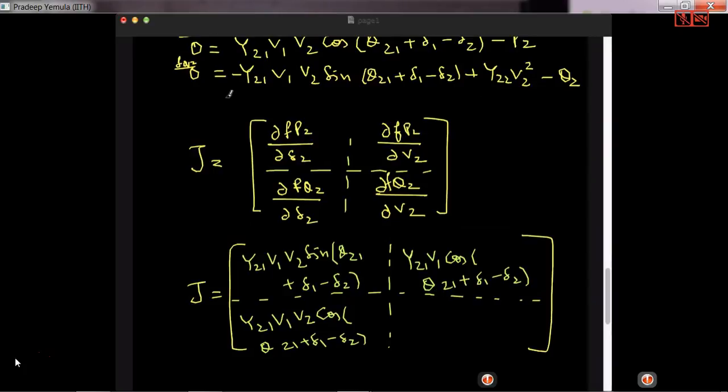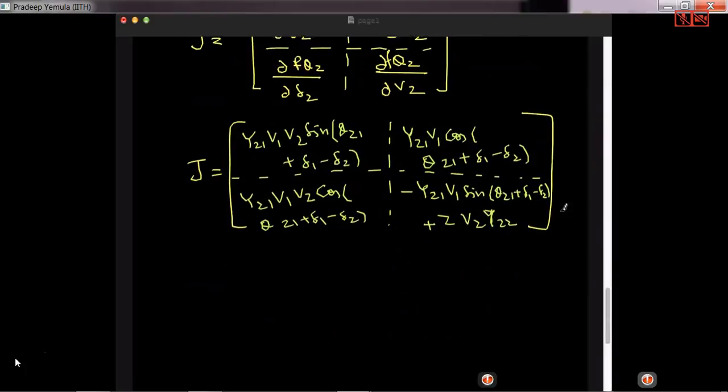Now again differentiate the second equation with respect to V2. V2 is a coefficient, and here also I have a V2, so we'll get two terms. Don't forget the second term. Let me write the first term, and then the second term will become plus 2 V2 Y22. Thus I have all the four elements of the Jacobian matrix.